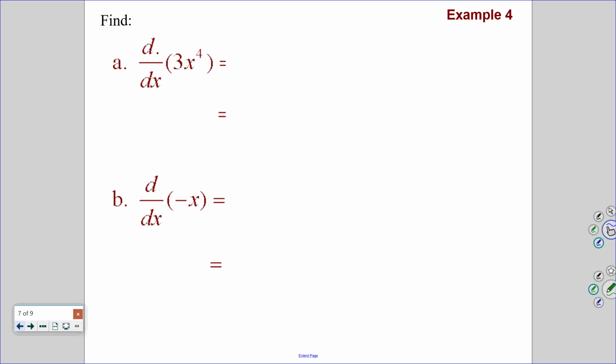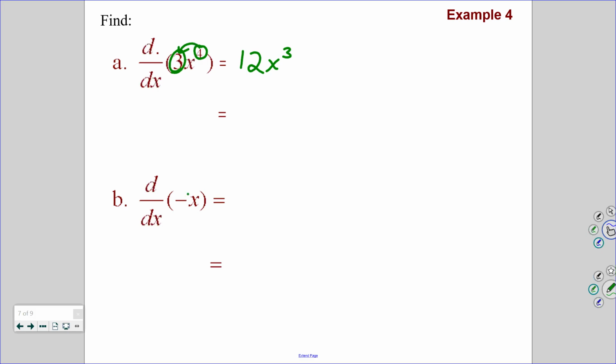Okay, so in this first one, we're going to use our constant multiple rule. Again, we have a number out in front of the x. We're going to take the 3 and multiply it by 4, so that's going to give me 12. And then I write down the variable and I subtract 1 from the exponent. So my derivative here would be 12x to the third.